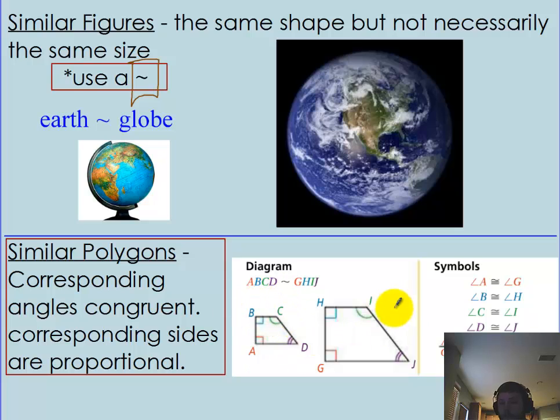Similar polygons are where corresponding angles are congruent, but corresponding sides are proportional. So for example, with these two polygons, angles A and G, B and H, C and I, and D and J are congruent, but our sides are not going to be the same. They actually have the same proportion or same ratio. So you can say AB over GH equals BC over HI equals CD over IJ. So they're all going to be the same proportion. They're going to be proportional, but they're not going to be equal.